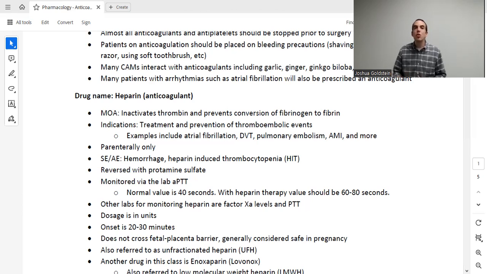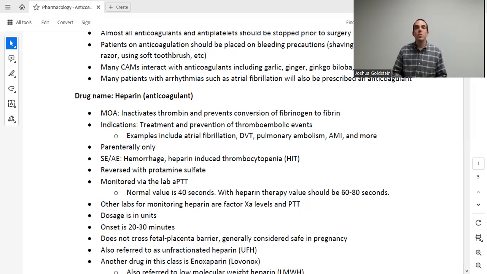Sometimes it may be considered an indirect thrombin inhibitor because that is its MOA, or your book may just call it good old heparin. So the mechanism of action is that it inactivates thrombin and it prevents the conversion of fibrinogen to fibrin. All of that means that it prevents the coagulation pathway from getting us that end result of fibrin, thereby preventing us from properly clotting.